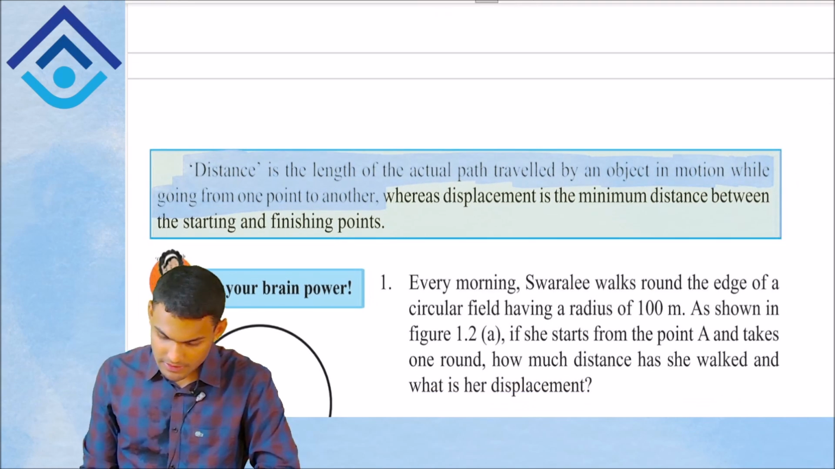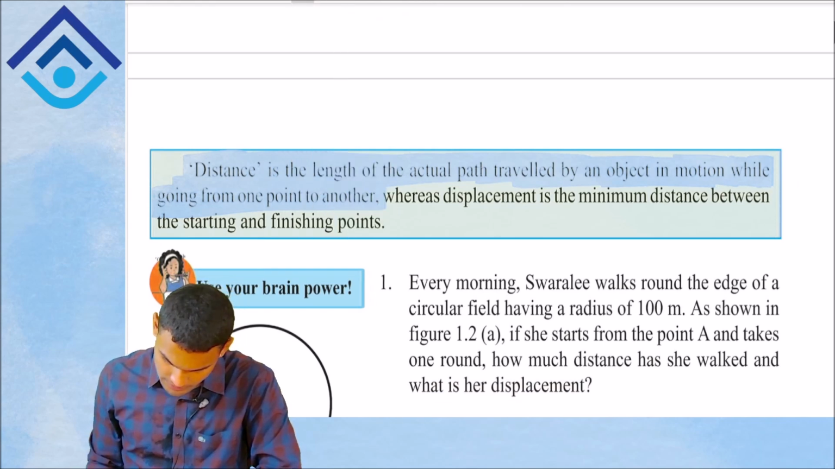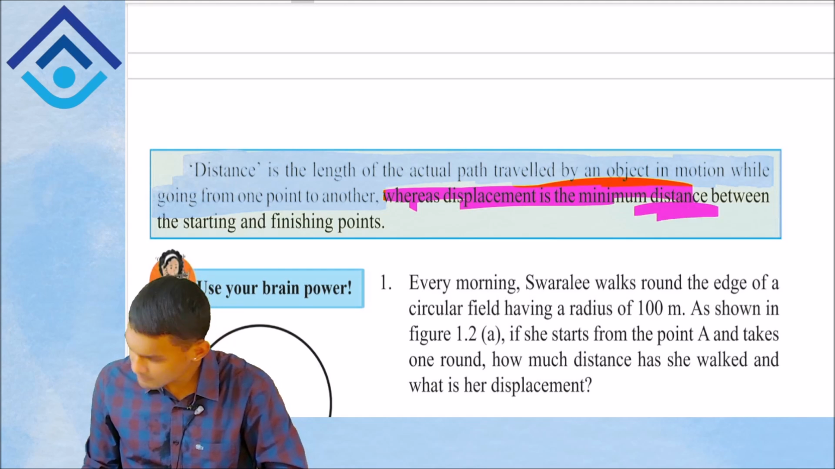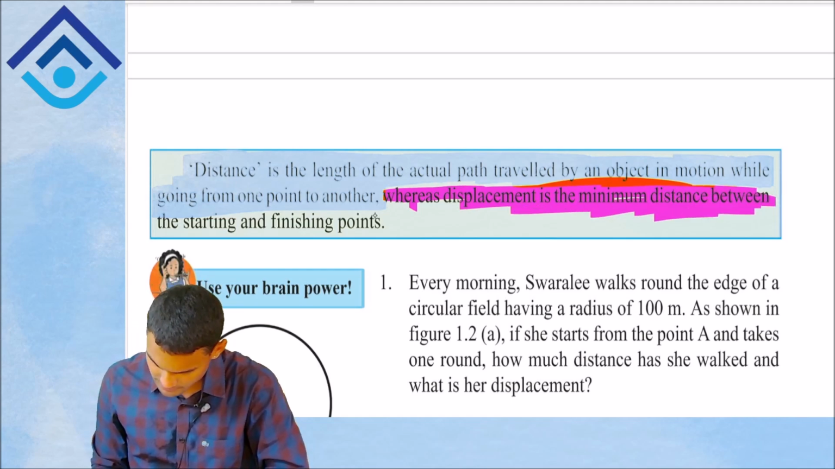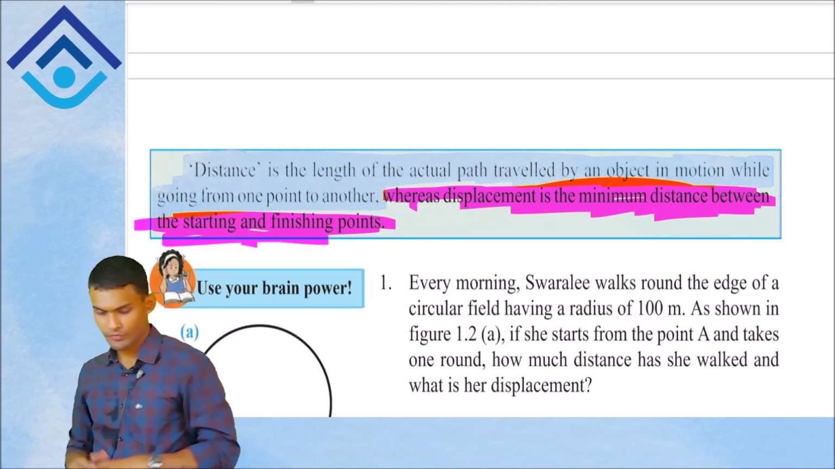Whereas let's talk about displacement now. Displacement, on the other hand, is the minimum distance, as you can see right over there, from the starting to the finishing point.